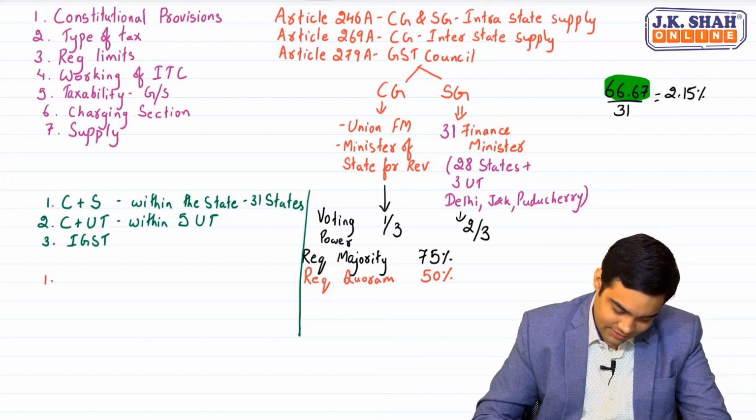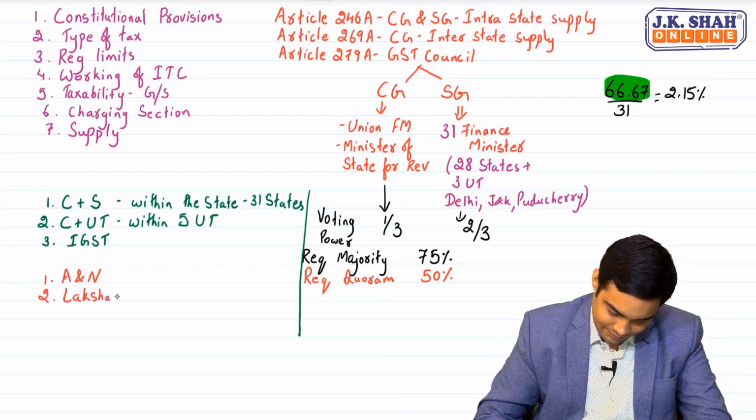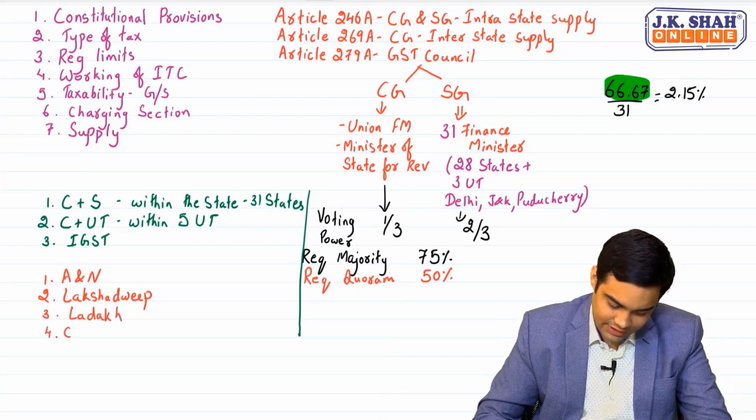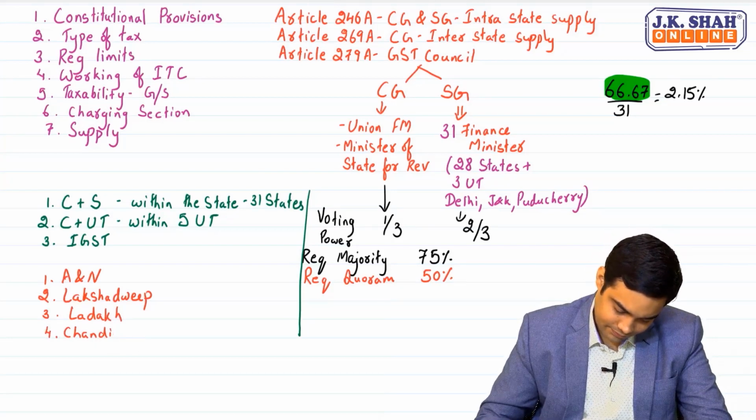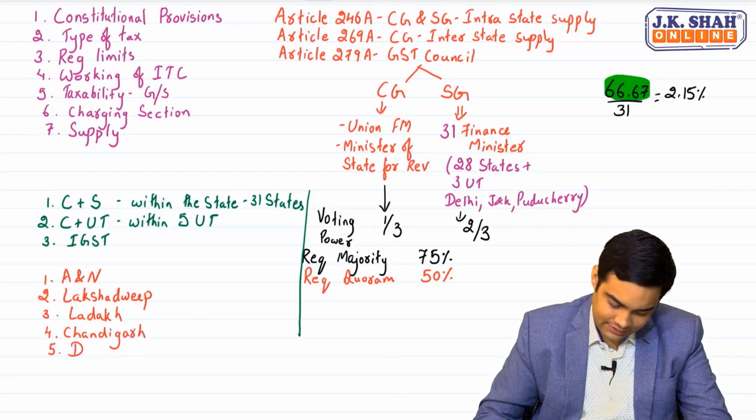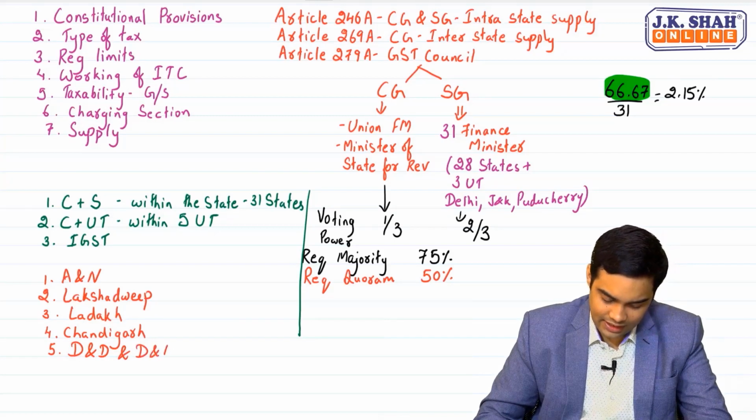Andaman and Nicobar, Lakshadweep, then you have Ladakh, fourth one Chandigarh, and finally we end with Daman and Diu and Dadra and Nagar Haveli.